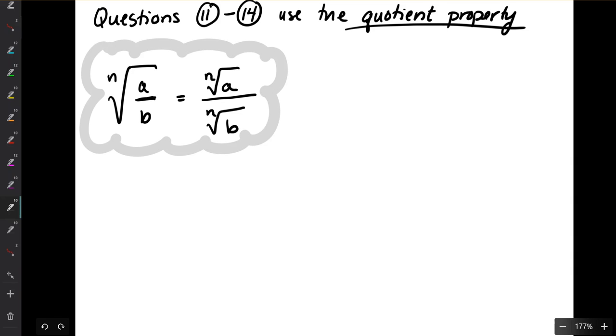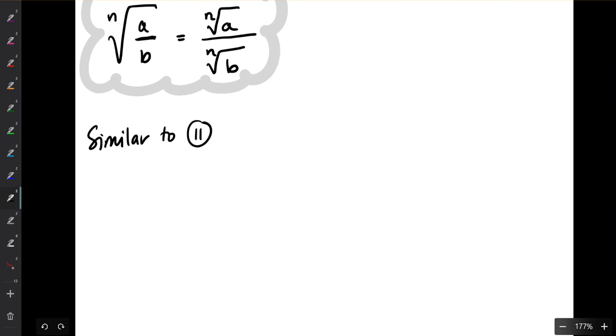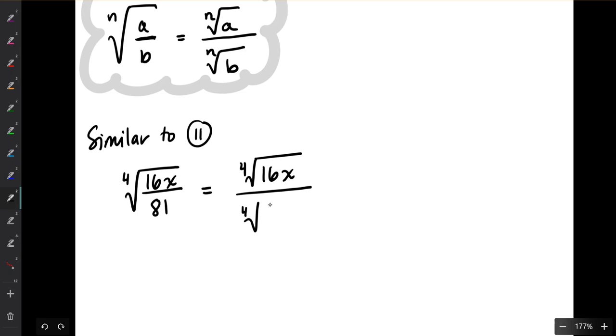Okay, so now let's do a problem similar to problem number 11. How about the fourth root of 16x all over 81? Using this quotient property, that's the fourth root of 16x divided by the fourth root of 81.